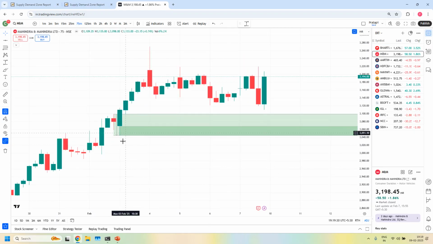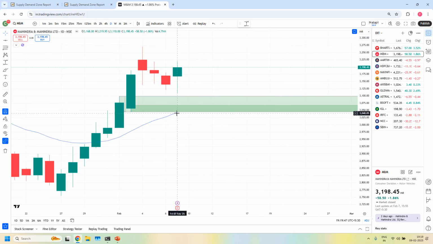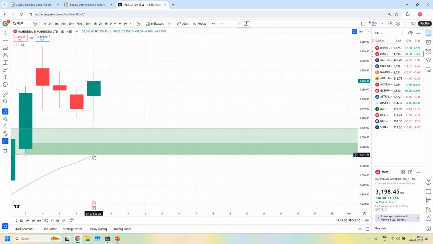This is M&M. We have a rally, 2 base candles and a rally. This is the 75-minute zone. Inside we have 15. And this 75 area should have a 50 daily EMA confluence. So let me go to the daily time frame. See, the zone is having daily EMA confluence.